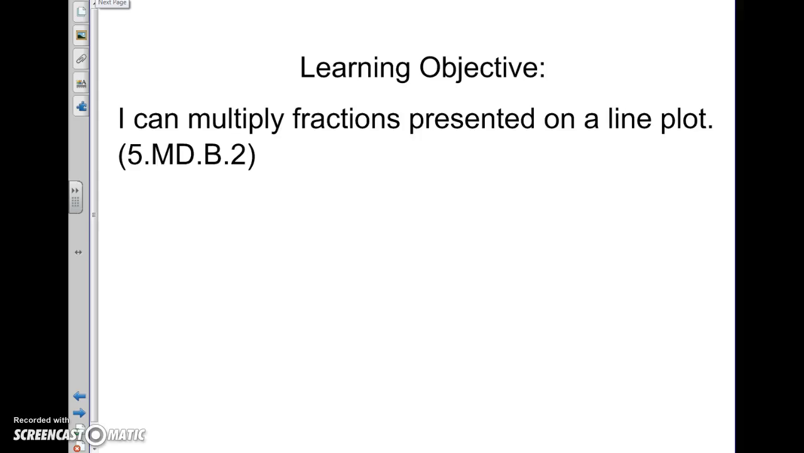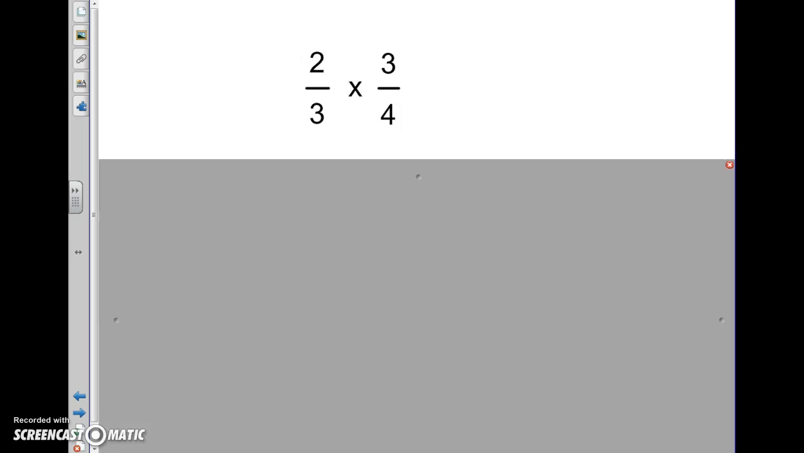Our learning objective today: I can multiply fractions presented on a line plot. It's fifth grade standard, measurements and data, B2. Okay, so we've worked on multiplying fractions, but if we want to show a visual representation of multiplying fractions with a line plot, this is how it's going to look.